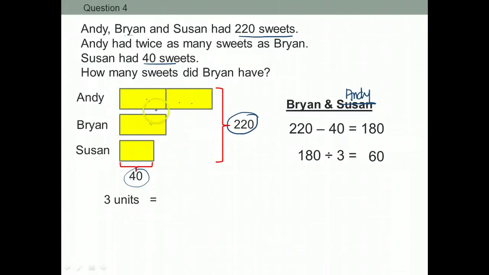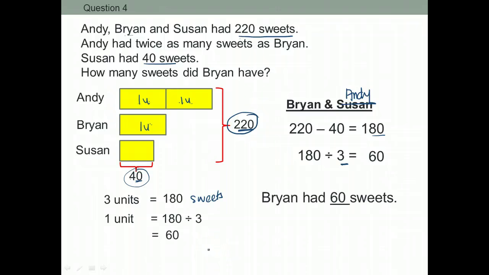Let's look at the units and see why we get 3 units. We know that Andy is 2 units, right? This is 1 unit, 1 unit. Bryan has 1 unit. So Andy is 2 times Bryan. So when we take 220 sweets minus off the 40 sweets, I would have 180 sweets. So 3 units is 180 sweets. 1 unit will be 180 divided by 3, which gives me 60 sweets. So Bryan has 60 sweets.